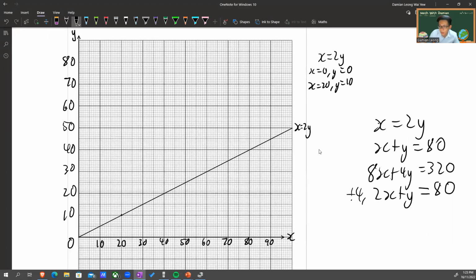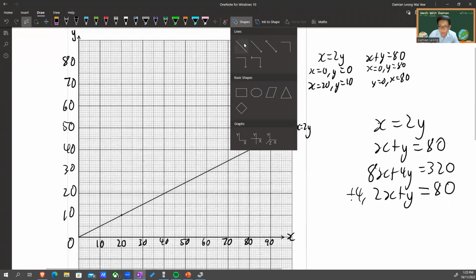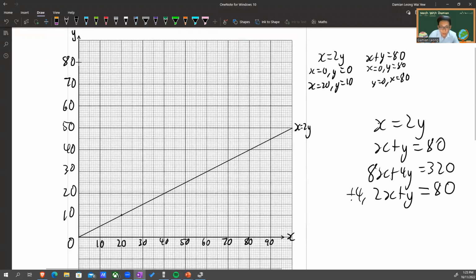Then X plus Y equals 80. X is 0, Y is 80. Y is 0, X is 80. So 80, 0 and 0, 80. So it's this point and this point right here. Just connect using a straight line. That's the X plus Y equals 80.